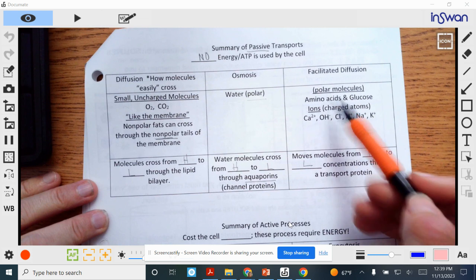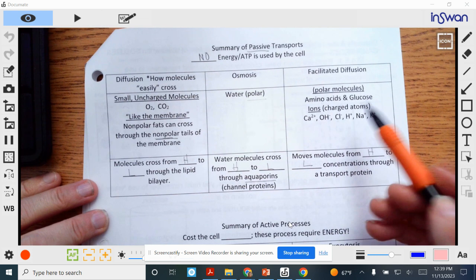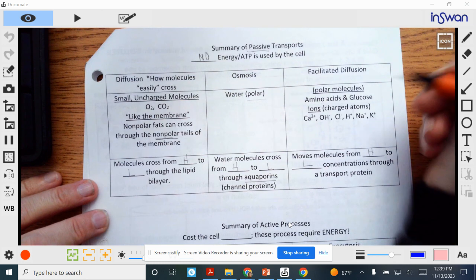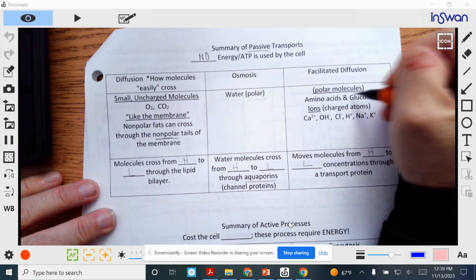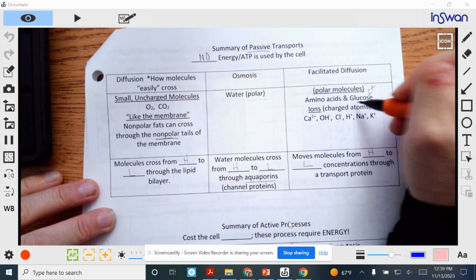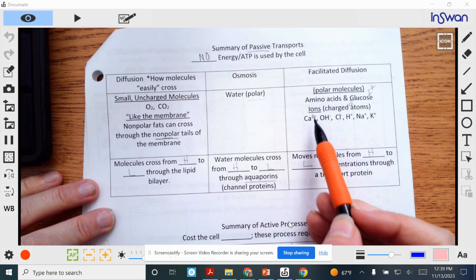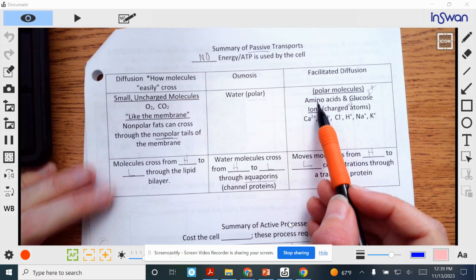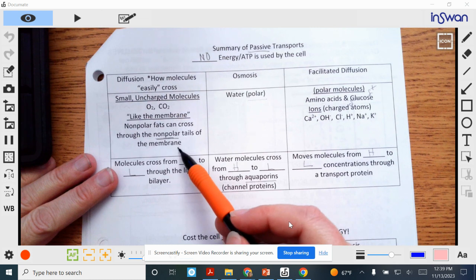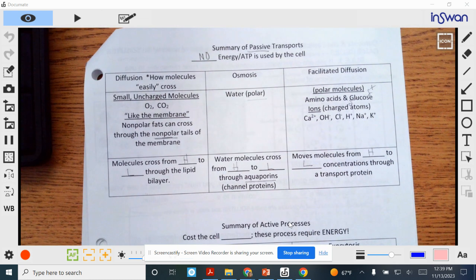Any molecules that have a charge on them, so amino acids and glucose, they're polar molecules. They have partial charges. So if you look at one side of a glucose molecule, it'll have a partial positive in one area. And then on the other side, it'll have a partial negative. Same with amino acids. So since they have a partial charge, they cannot get through those uncharged tails. And then ions have full charges. So remember, if you're charged up, you're not coming in the building. You can't easily cross into our building. You're going to have to go through a transport protein.